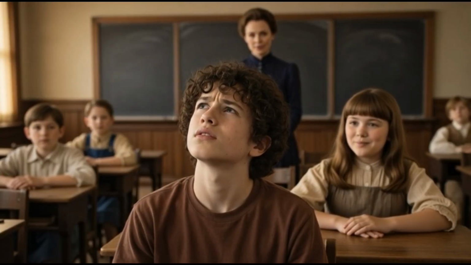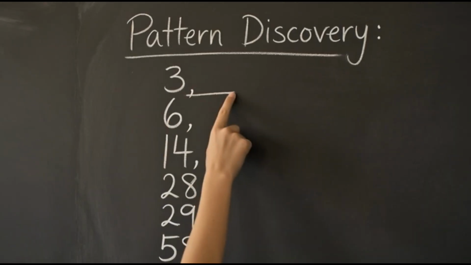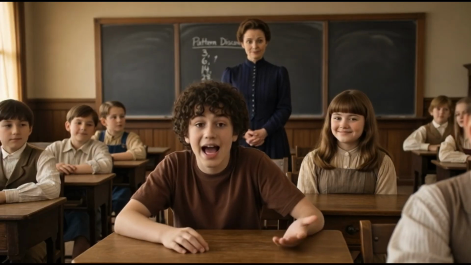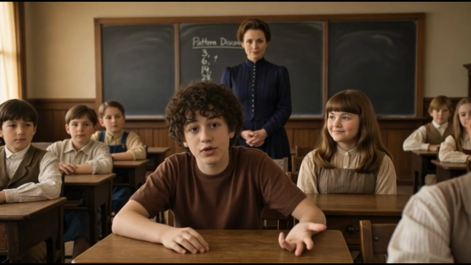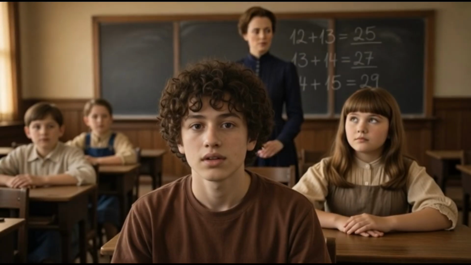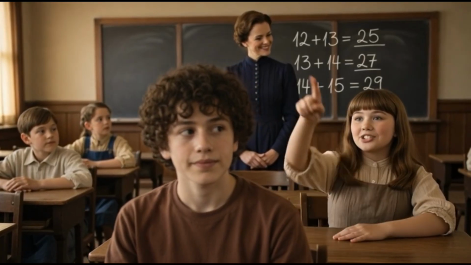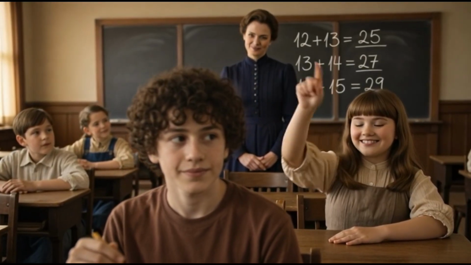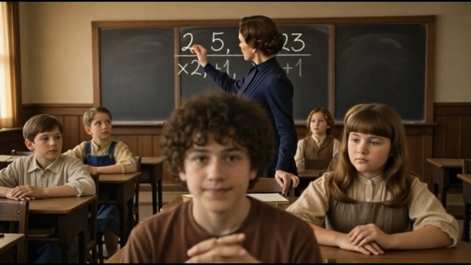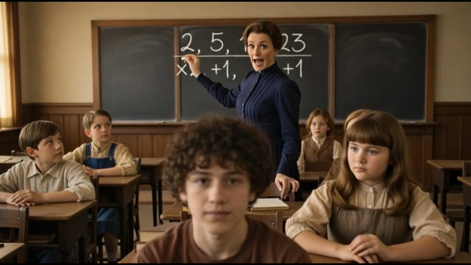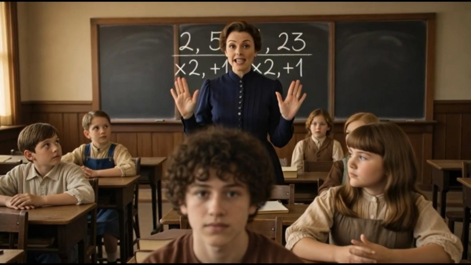Wait, something repeats. 3 to 6 doubles. 6 to 7 adds 1. 7 to 14 doubles again. And 14 to 15 adds 1. So the pattern alternates. This is called an alternating pattern. Two rules take turns.